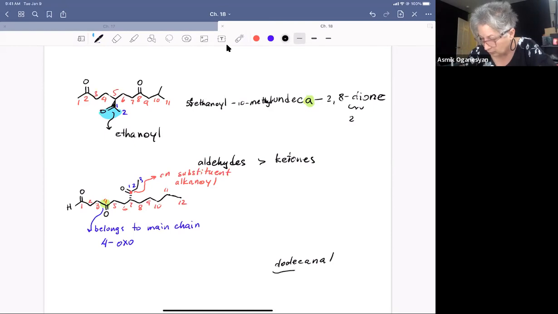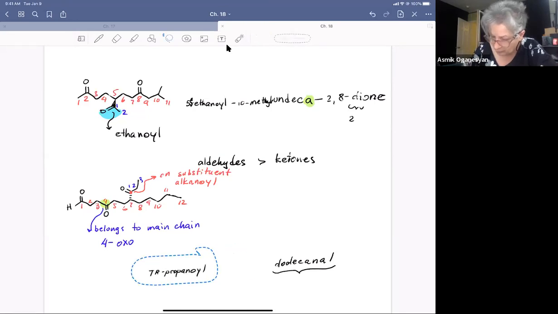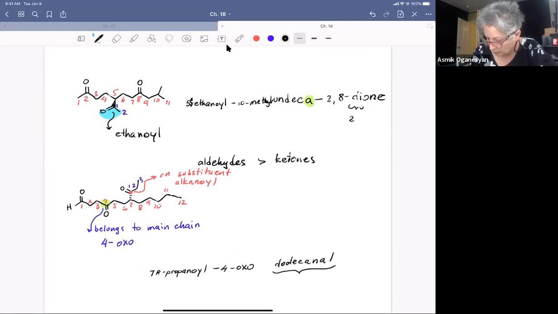Okay, so in this case, when I name this compound, it's going to be dodecanal for the parent, and then I have oxo and propanoyl. So propanoyl is going to come first. It's on position number 7. I believe it's an R configuration, so 7R, propanoyl. Let me move it a bit. And then 4-oxo, the dodecanal.